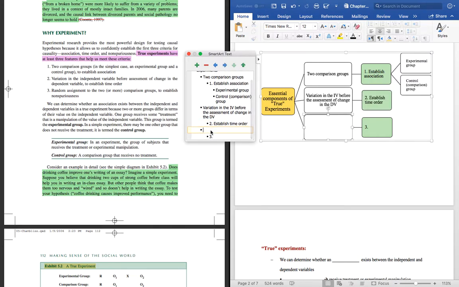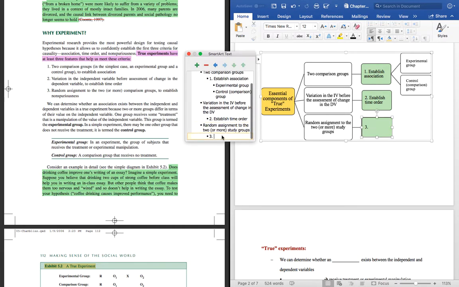And then the third component is random assignment to the two or more study groups. And we do that to establish non-spuriousness.